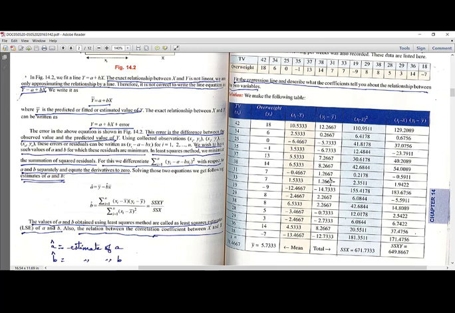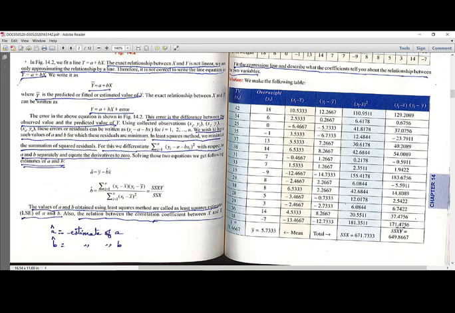Then we have squared this xi minus x bar, and in this column we have multiplied xi minus x bar with yi minus y bar. That means this column and this column are multiplied and the values are given here. Then the summation of this last column gives us SSxy, that is 649.8667, and the summation of the xi minus x bar whole square values gives us SSx. So SSx is 671.7333.